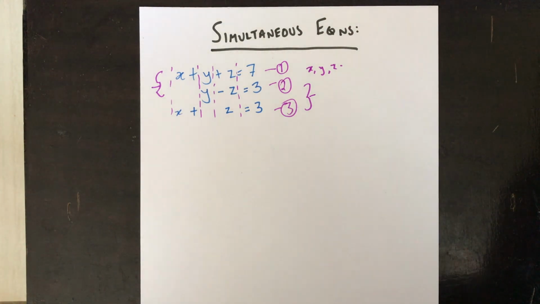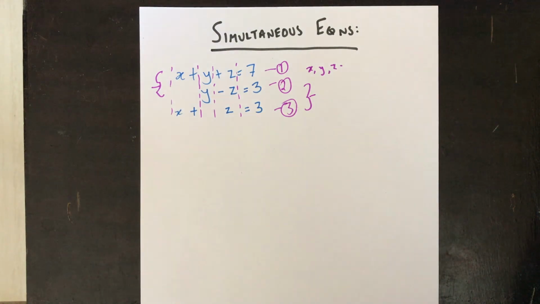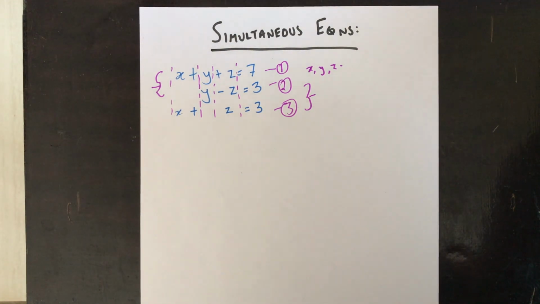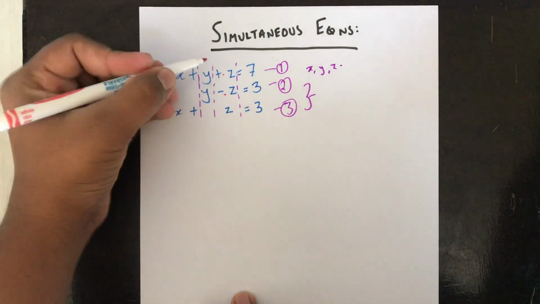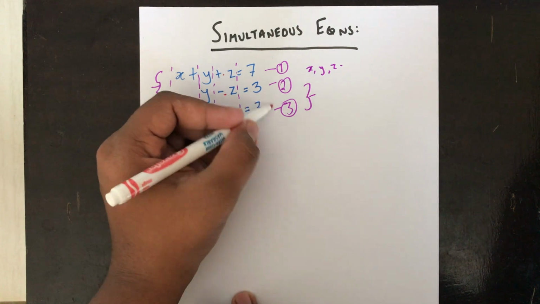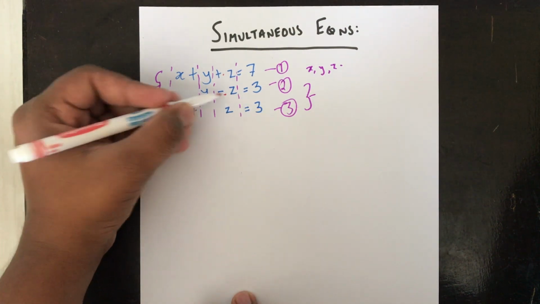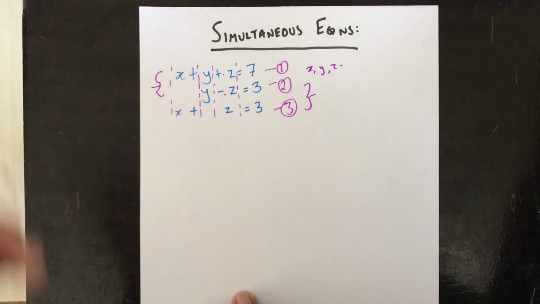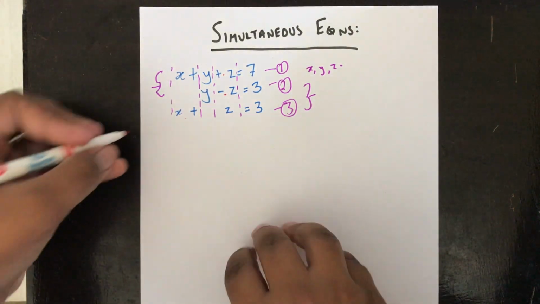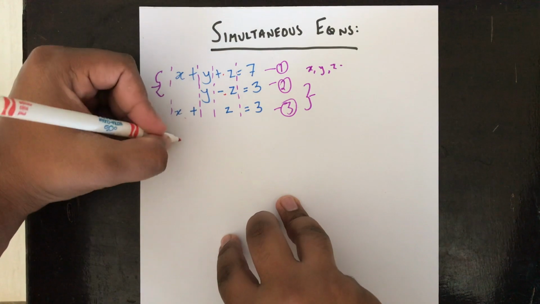After we combine them, we will notice that one variable is actually eliminated from the equation, and that variable is z. In equations 1 and 2 we have plus z and minus z, so they'll cancel out, and in equations 2 and 3 we have minus z and plus z. So the z goes away. So let's combine equation 1 and 2.